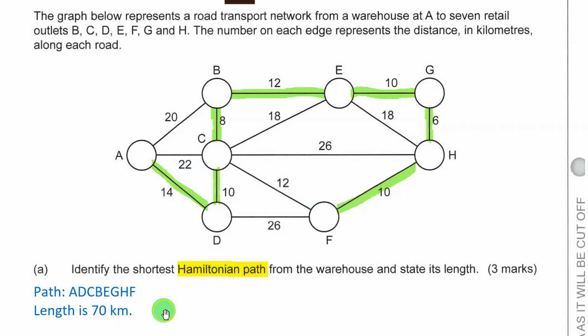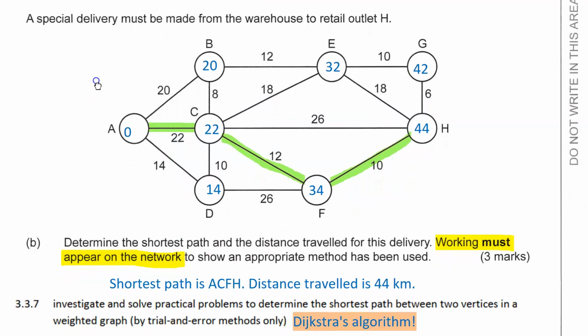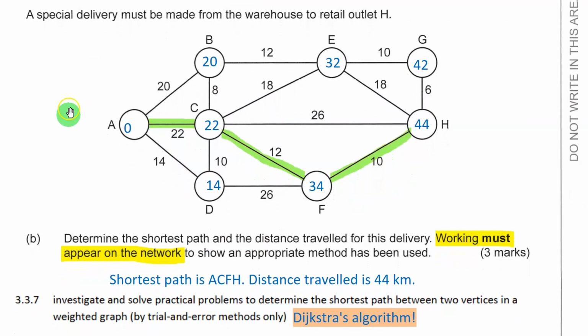So let's move on to part B and see what's happening there. A delivery must be made from warehouse at A to retail outlet H, and we've got to determine the shortest path and the distance traveled for this delivery. So far so good, but then the examiner pops in: working must appear on the network to show an appropriate method has been used.